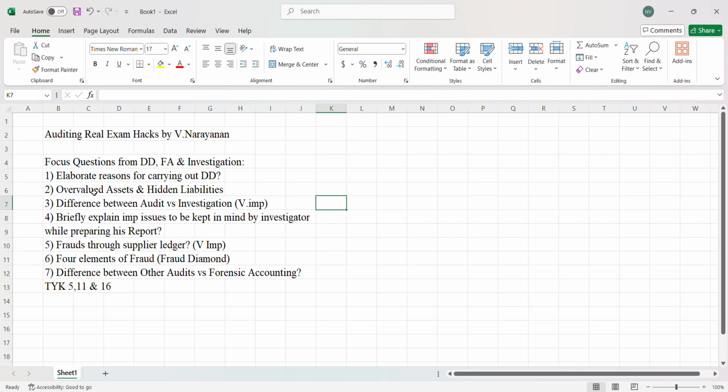And from test your knowledge, the focus questions you should give importance to are 5, 11, and 16. So these are the bare minimum topics which you should ensure you revise from due diligence, forensic accounting, investigation. At least 5 to 8 marks is expected, one MCQ and one descriptive. So maybe 2 plus 5 or 2 plus 2 plus 5 as the case may be.